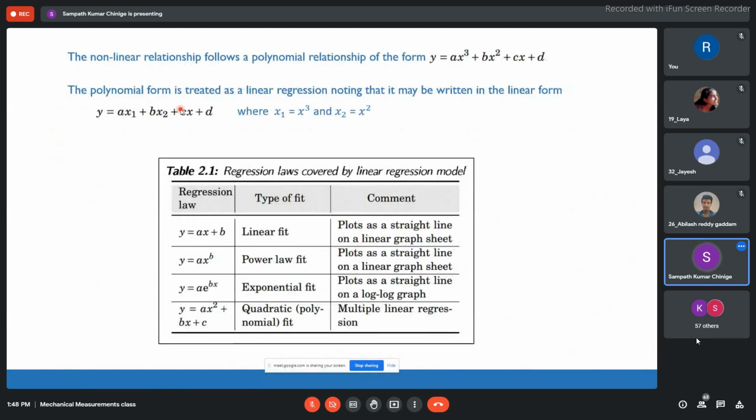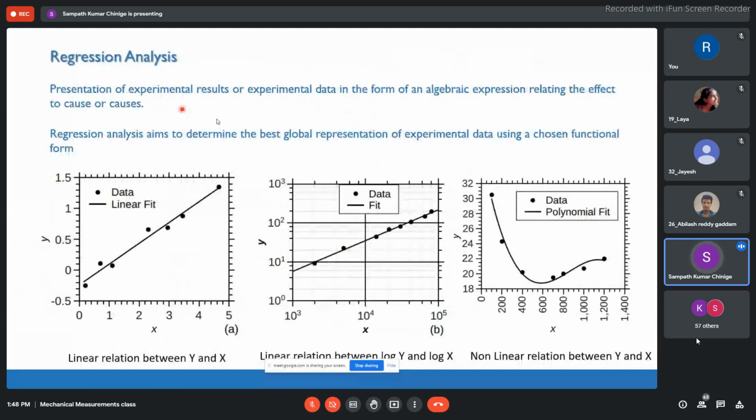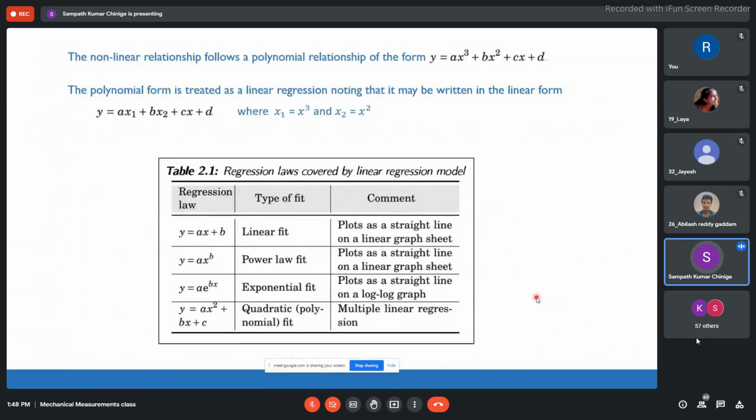Okay, the non-linear relationship in the third figure, whatever we have seen here, is following a polynomial relationship. What form? It is forming a cubic polynomial equation, which is a cubic order polynomial equation: ax cubed plus bx squared plus cx plus d. So it can also be treated as a linear regression. Suppose we take x1 to be x cubed and x2 to be x squared, then you can write this in the form of a linear kind of equation, a x1 plus b x2 plus cx plus d. That way also you can write and solve.